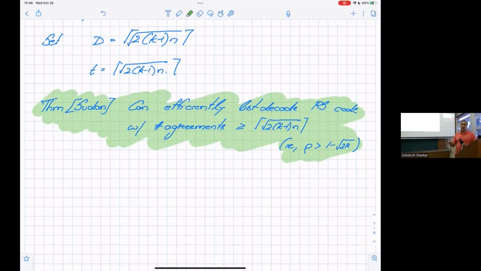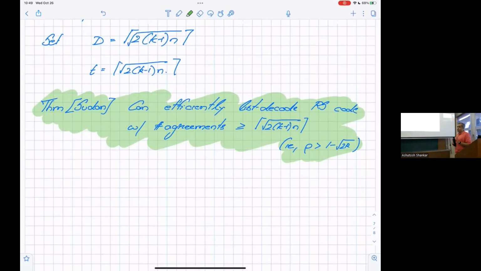When the rate is really, really tiny, then this is actually better than (n plus k) by 2. In those cases, we are stating we can efficiently list decode much beyond the unique decoding. The question still remained open whether you can do better than this. That is, can you improve this all the way to the Johnson value?